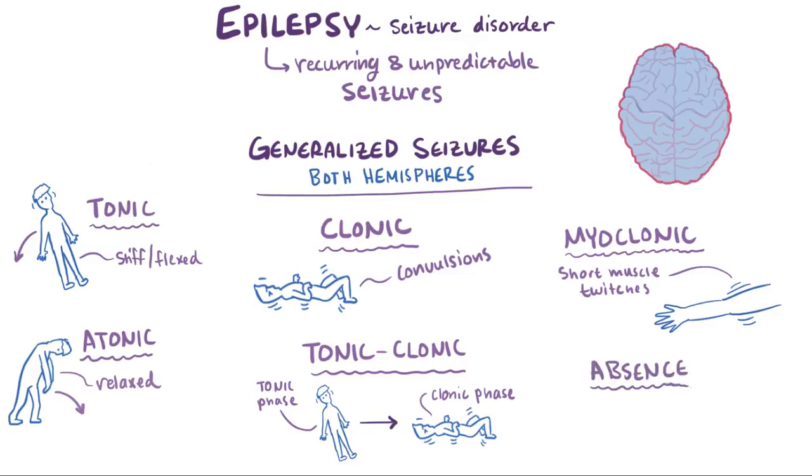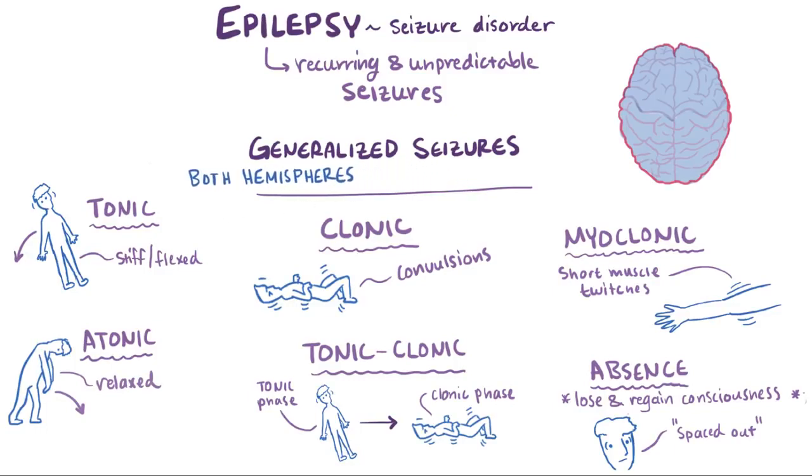Finally, there are absence seizures, where the patients lose consciousness and then quickly regain consciousness, generally with the only outward sign being that the person looks like they spaced out, like if they are walking, they'll suddenly stand still. The key for all these is that they involve both hemispheres of the brain, and patients lose consciousness either briefly or for longer periods of time.